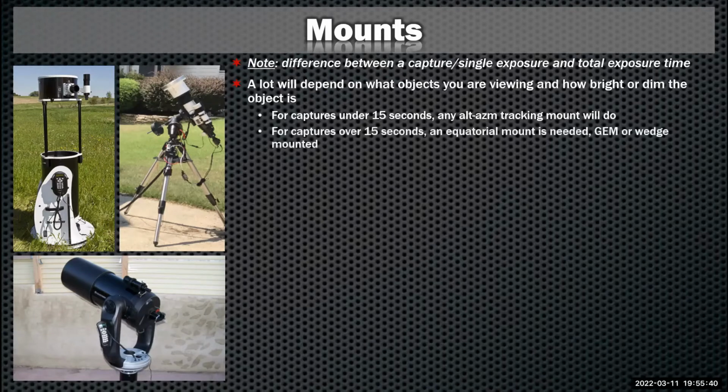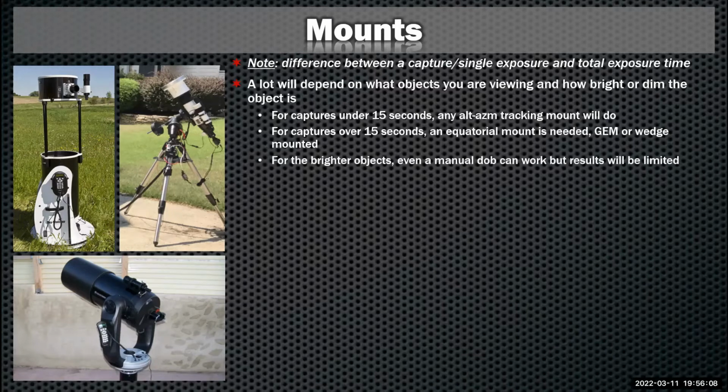In fact, there's software that can help you combat the rotation that you'll see in the image. But for captures over 15 seconds, those alt-az scopes are going to show rotation, and you're going to get your stars towards the edge of the field of view starting to get oblonged, and it's not going to look good. So if you're planning on doing anything over 15 seconds, an equatorial mount or some sort of wedge, if you have an SCT, is going to be needed.